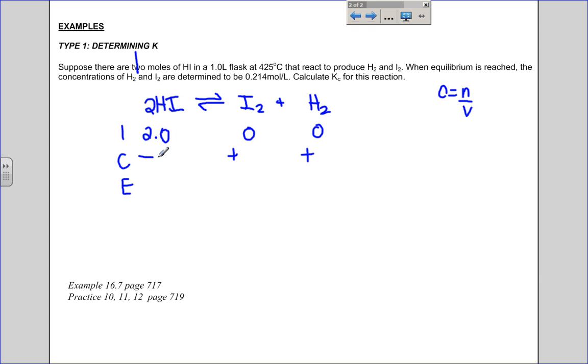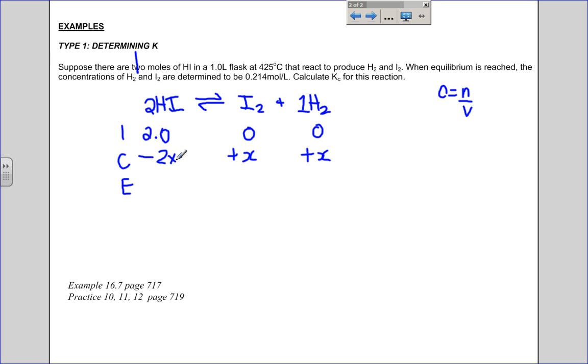Now, when we put them in terms of x, we need to reflect the stoichiometry of the actual reaction. So, as we make some amount, we'll say x of I2, for every 1 mole of I2 that I produce, I will also produce 1 mole of H2, as seen from the coefficients in the balanced equation. At the same time, for HI, there's a coefficient of 2. And that's showing us that for every 1 mole of I2 that's produced, I needed to use 2 moles of HI. So in this case, it's going to go down by 2x.